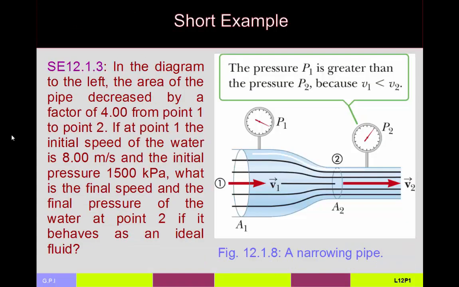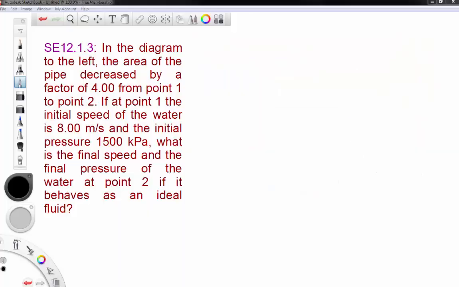So let's look at an example which makes use of Bernoulli's principle. All right, so you have water which is flowing through a tube which is narrowing from one area to another by a factor of 4 in area. So this tells us that A1 over A2 is equal to 4.00. And what we're going to do basically is we're first going to use continuity to get the final speed of the water. So we'll use the continuity equation to get V2.